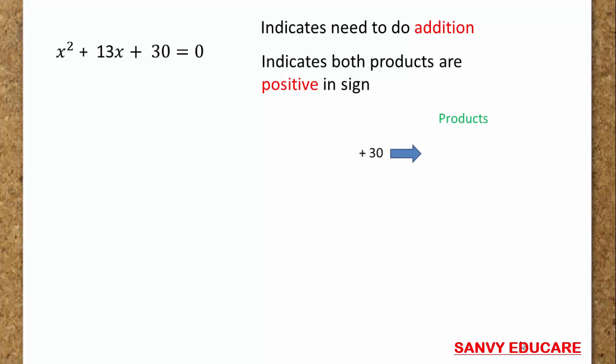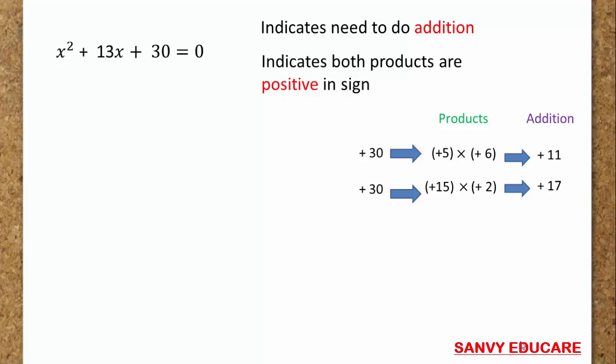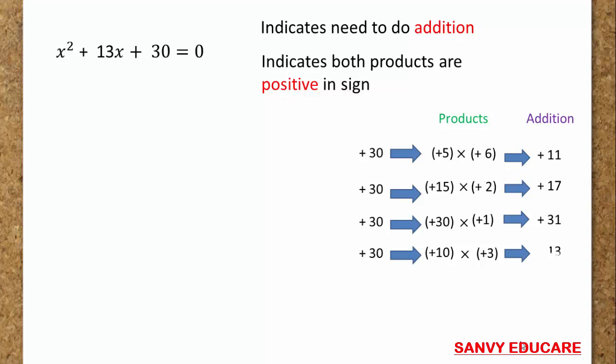30 is in the table of 5 into 6, and if we add, we get plus 11. 30 is also in the table of 15 into 2, and if we add these two we get positive 17. 30 is also in the table of 30 itself: 30 ones are 30, and adding gives positive 31. 30 is also in the table of 10: 10 into 3 gives 30, and adding them gives positive 13.